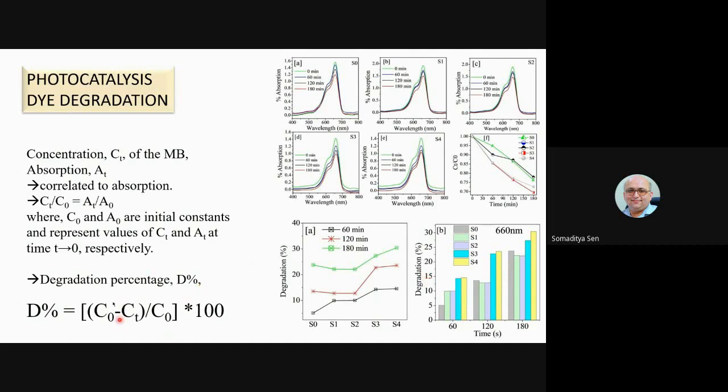So the degradation percentage is, we first want an assessment of the concentration that is determined from the absorption. So the ratio of the concentration at a definite time with the initial point is proportional to the ratio of the absorption coefficients. So this we can calculate, and then we can calculate the degradation percentage like this.